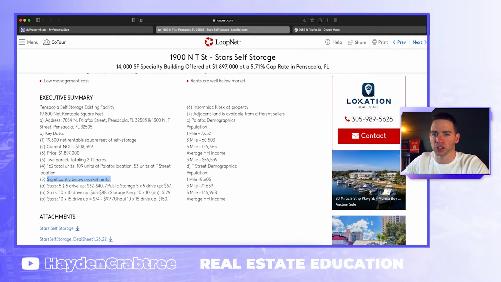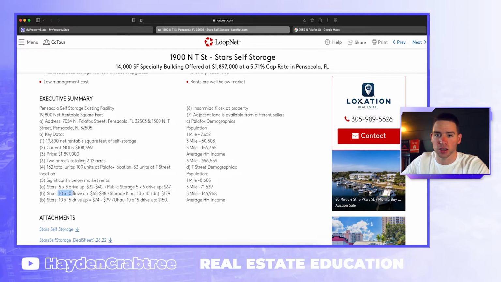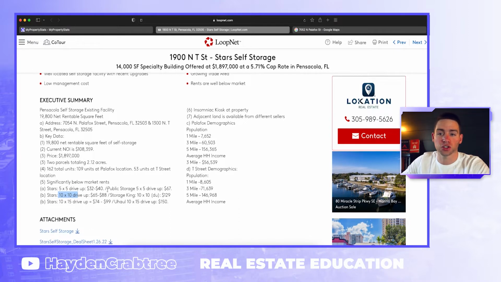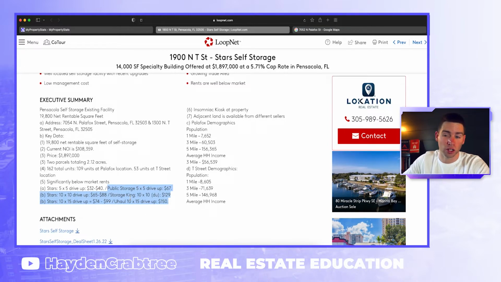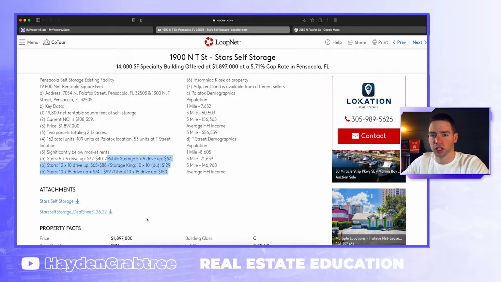And let's read here. So they have 5x5 drive ups. They're charging 32 to 40. Public Storage is charging 67. Stars is charging, for 10 by 10, 65 to 88. Storage King is charging 129. Stars 10 by 15 is 74 to 99. U-Haul is 150. One interesting thing is they've selectively picked which competitor they use, instead of one singular competitor. So that's definitely interesting.